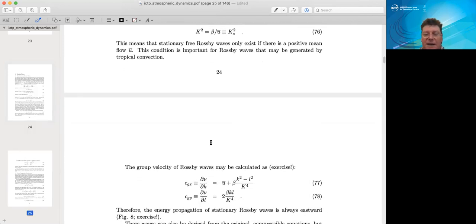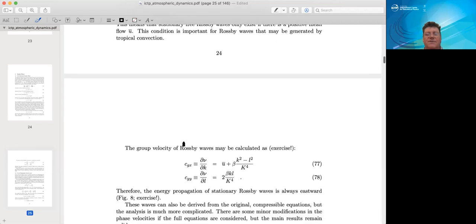The energy propagation, as you well know from your wave physics course, can be estimated by calculating the derivative of our frequency with respect to k, the wave number in x direction, and the derivative of the frequency with respect to the wave number in y direction. This gives us the energy propagation in our waves. Do you remember this from wave physics?